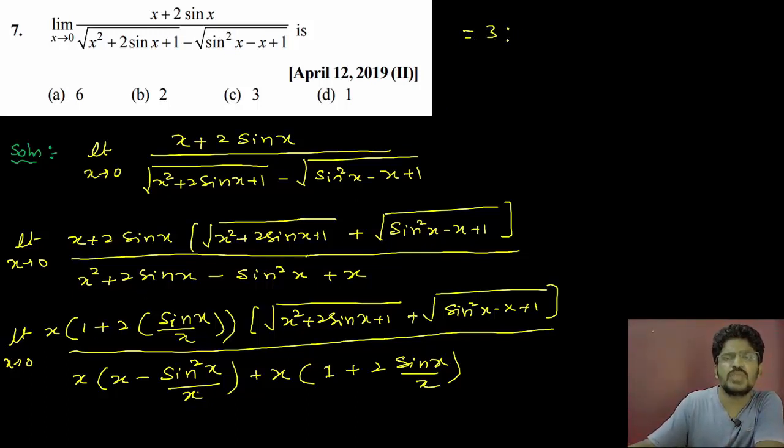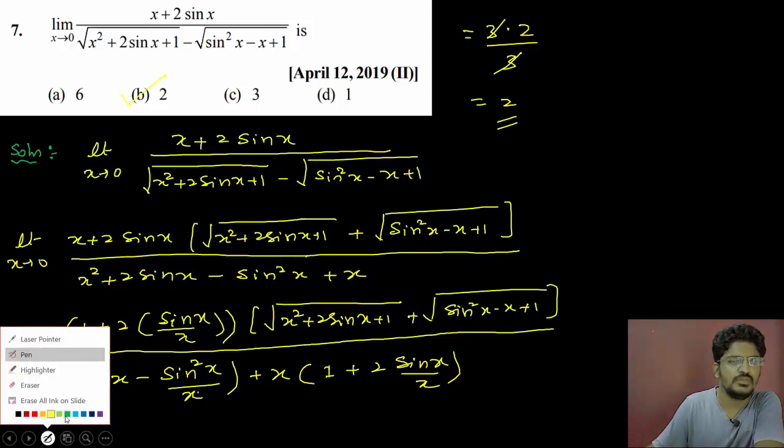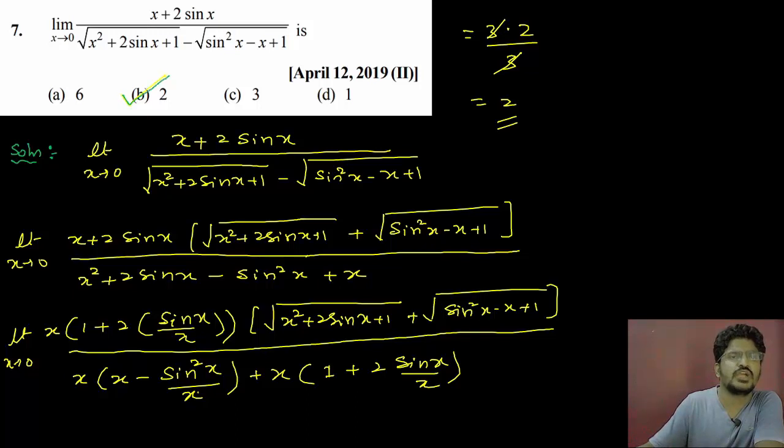3 multiplied with, here you can see this will be 0, this will be 0, root 1, root 1. Root 1 plus root 1 is 2. That will be 2 divided by, here this term becomes 0, and sin x by x is 1, so it will be 2 plus 1, that is 3. So 3 will get cancelled and the answer will be equal to 2. That is, option B is the correct answer. Option B is going to be the right answer for problem number 7.